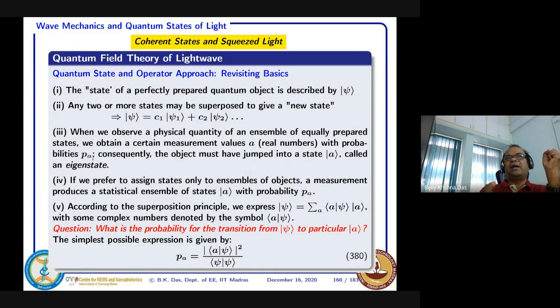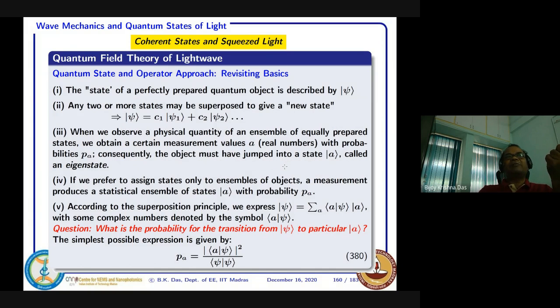Once you measure and get a value, whatever the probability was, the entire state will collapse into the so-called ket A. Earlier it was psi, but once we measure some value A with probability PA, the entire state collapses in such a fashion that if you measure again, with 100% probability you will get A, right?